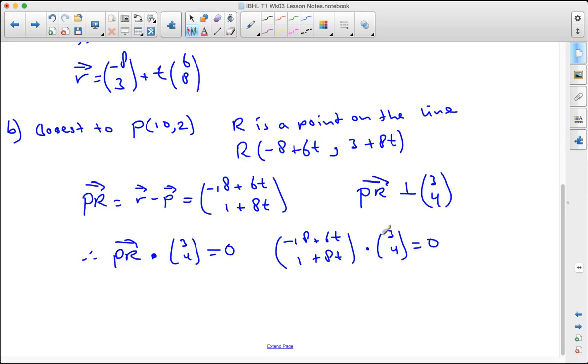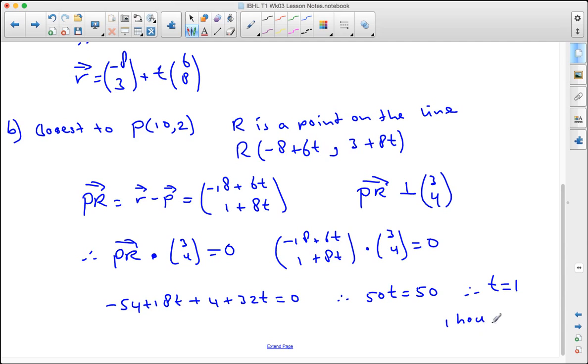Work it out. 3 times negative 18 is negative 54 plus 18t. And then 4 times 1 is 4, plus 4 times 8 is 32t. If you rearrange that, you will get 50t equals 50. So t is 1. So the answer is 1 hour.